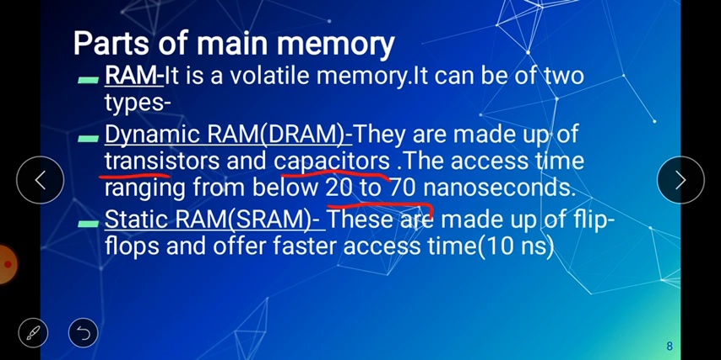Nowadays we are using static RAM, and static RAM is made up of flip-flops, and it has a faster access time of only 10 nanoseconds, means exactly half of the dynamic RAM. So from this section you will have to learn 2 points, that is the types of RAM: dynamic RAM and static RAM. The dynamic RAM is made up of transistor and capacitor, and the static RAM is made up of flip-flops, and the static RAM is faster than the dynamic RAM. Okay.